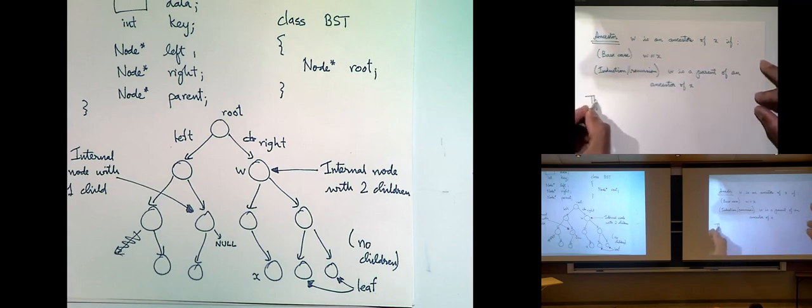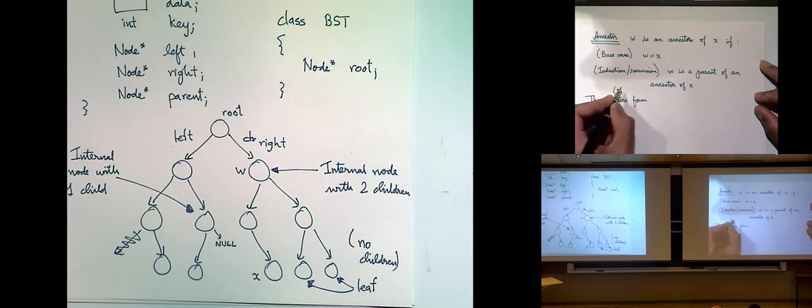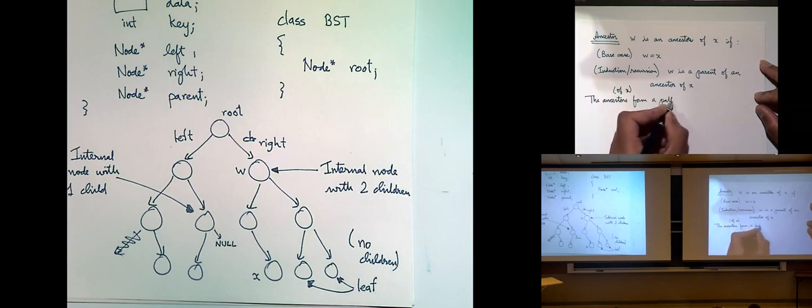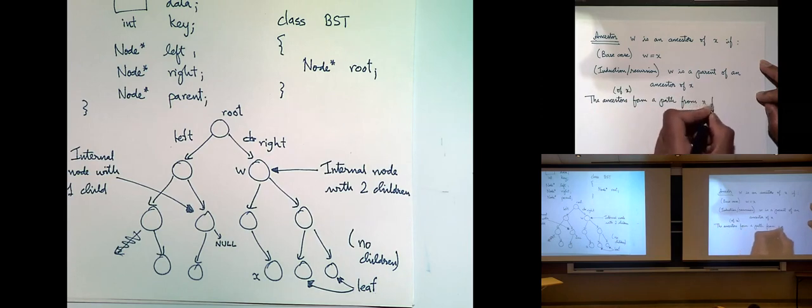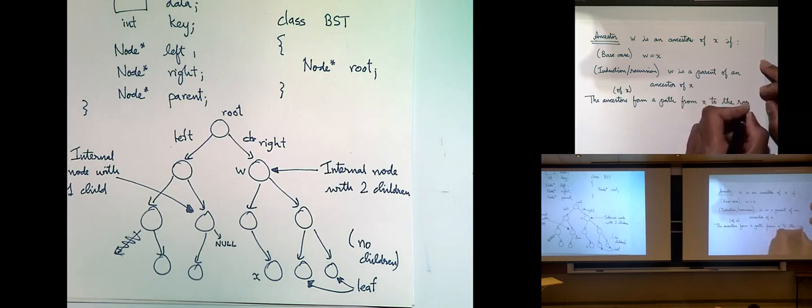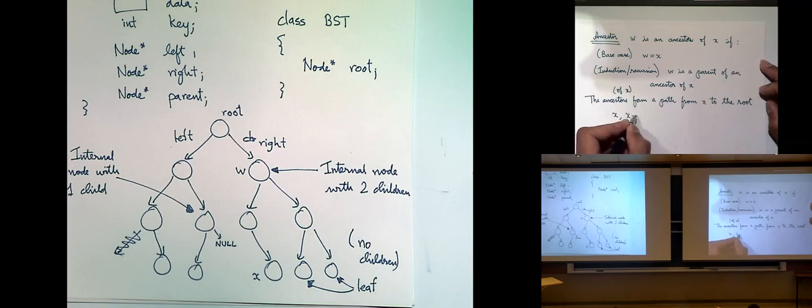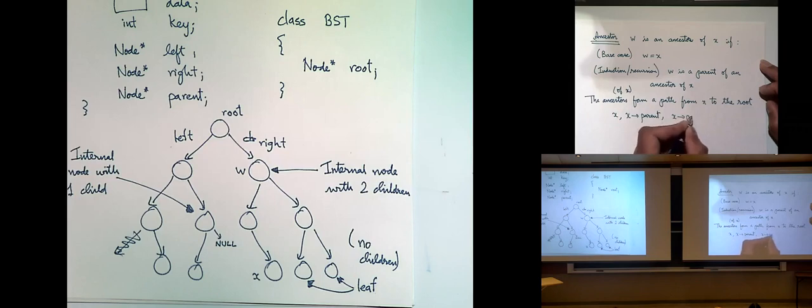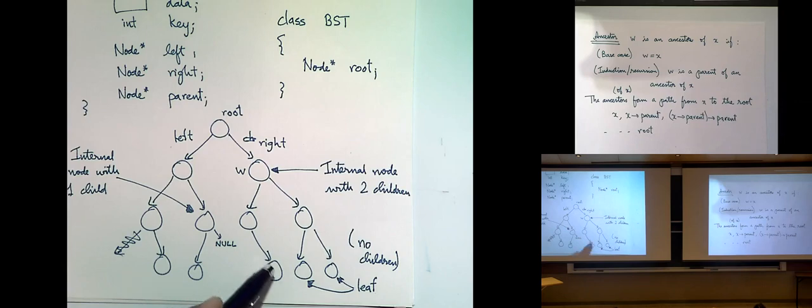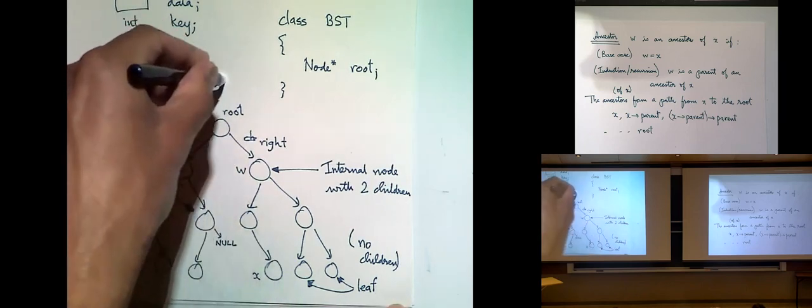So the ancestors of X form a path from X to the root. So what that means is if you take X, the parent of X, the parent of the parent of X, so on and so forth, you'll end up at the root. So you're following these arrows backwards, and that takes you to the top.